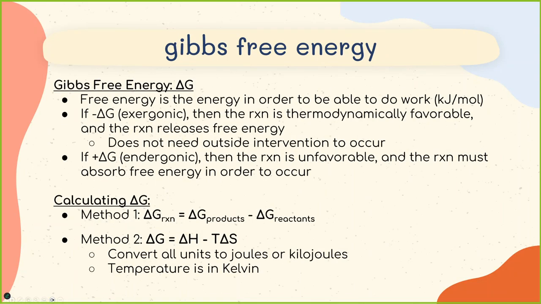Gibbs free energy, delta G. Negative delta G means thermodynamically favored, spontaneous, it doesn't need outside energy to occur. There are two ways to calculate it here: products minus reactants, and then delta H minus T delta S, which we'll be using a lot so far.